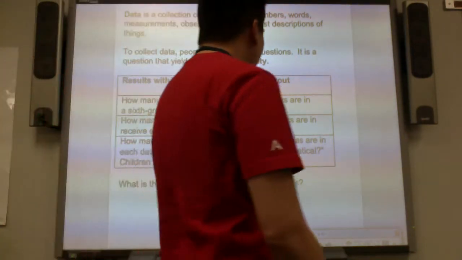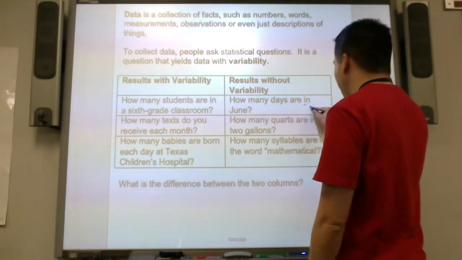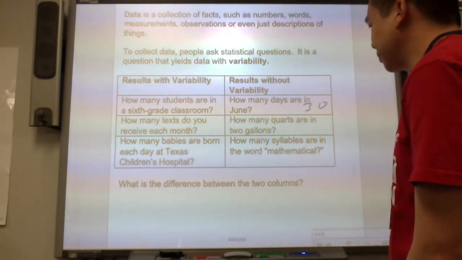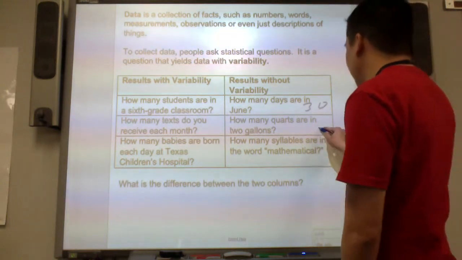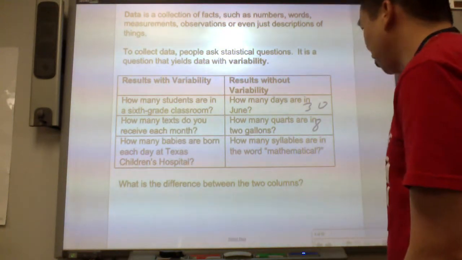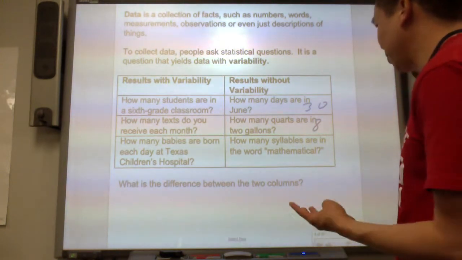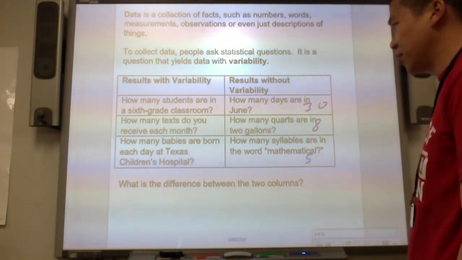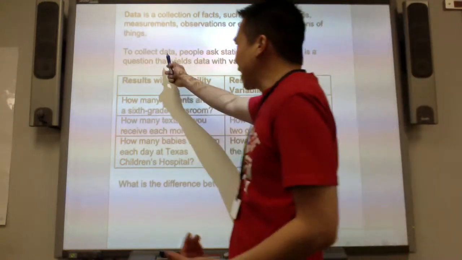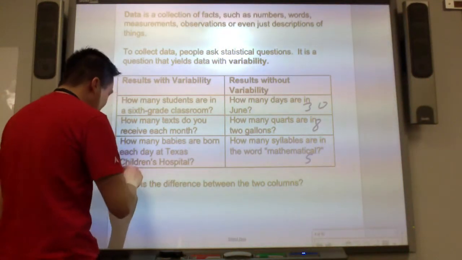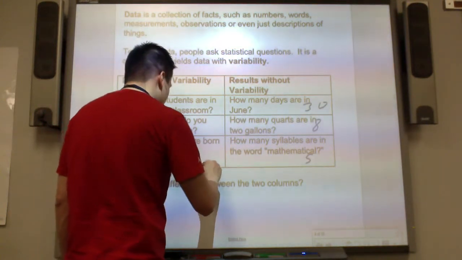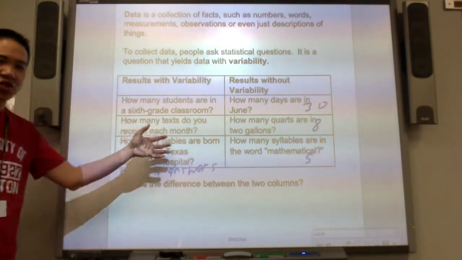All right. How many days are in June? That's easy. 30 days. How many quarts are in 2 gallons? Well, each gallon has 4 quarts, so it's 8. How many syllables are in the word mathematical? Mathematical. 5. So what's the difference? From what I can tell, if it has variability, it has multiple answers. There's so many different ways to answer this.